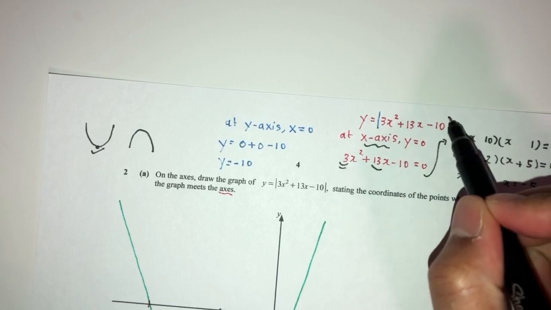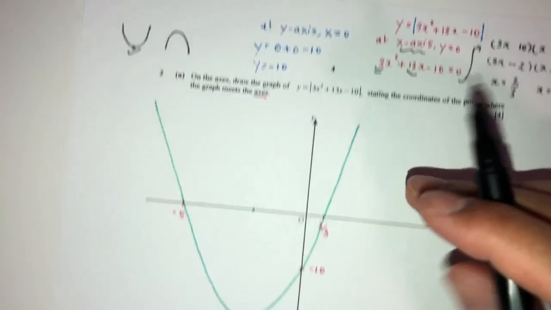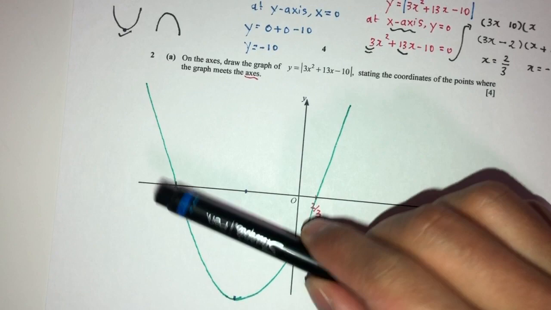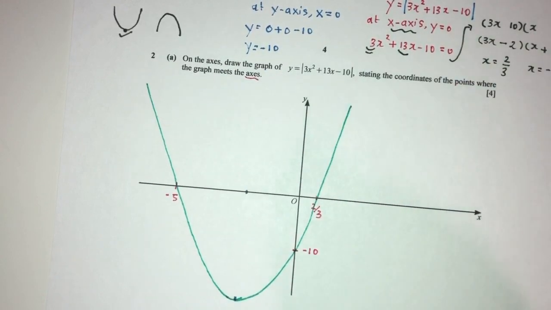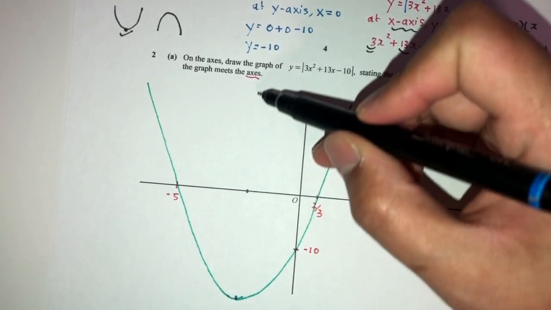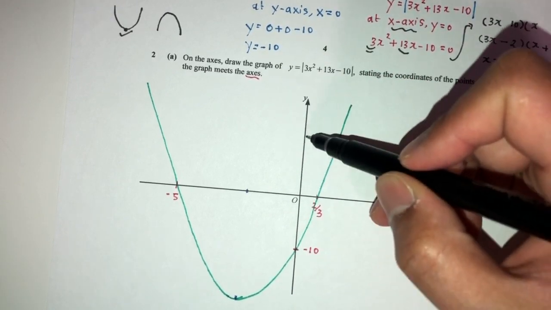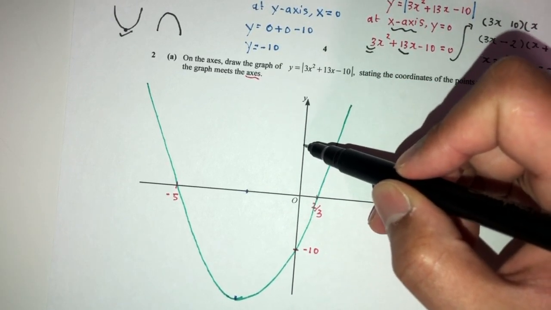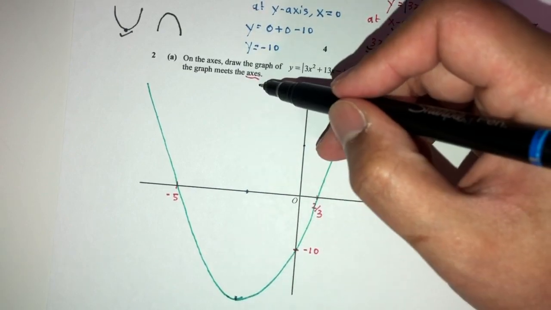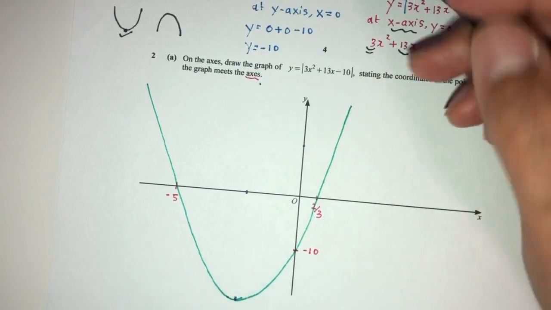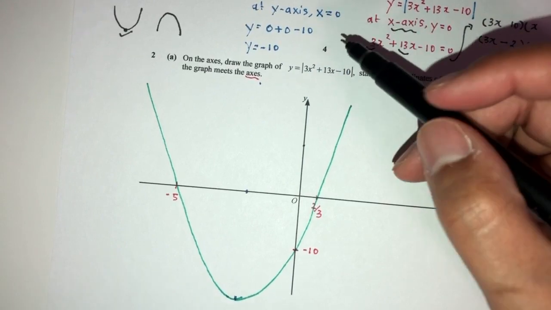Now, we have to apply the modulus sign. So what does modulus mean? Modulus means everything which is below will be reflected upwards. So this point here will be going right here. Or this one will become right here, 10. And then this will have to be somewhere over here. Right? So let's connect them.